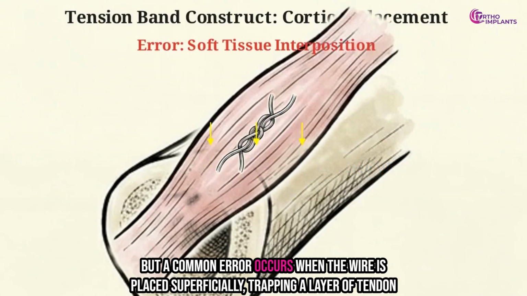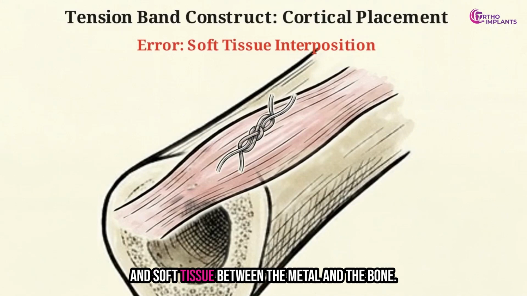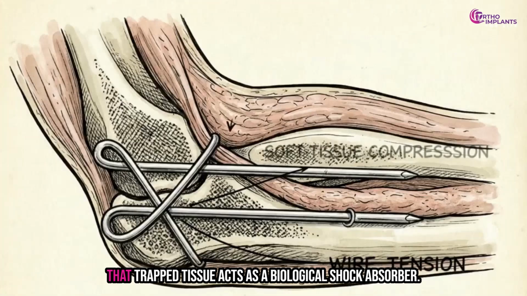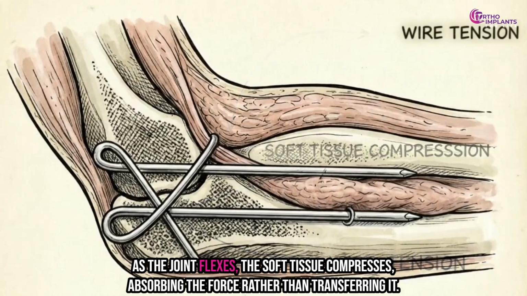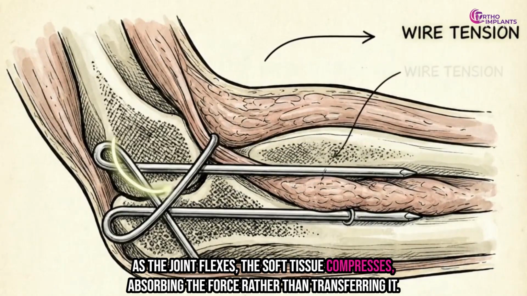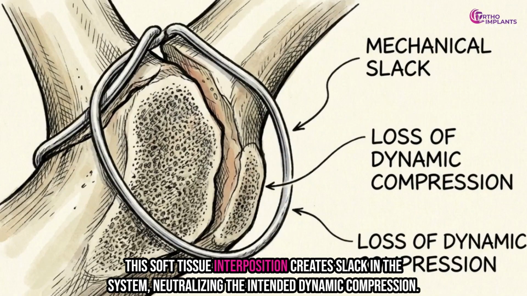But a common error occurs when the wire is placed superficially, trapping a layer of tendon and soft tissue between the metal and the bone. That trapped tissue acts as a biological shock absorber. As the joint flexes, the soft tissue compresses, absorbing the force rather than transferring it. This soft tissue interposition creates slack in the system, neutralizing the intended dynamic compression.